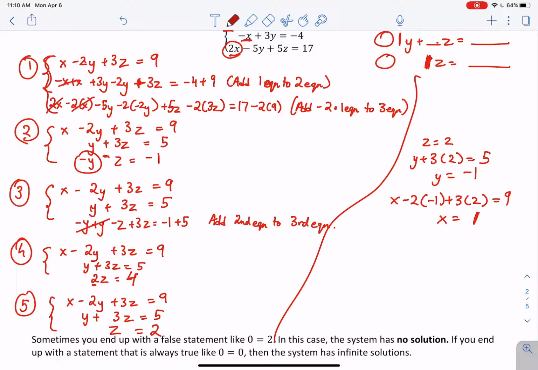So sometimes when you do this, you'll get things like 0 equals 2. If you get something like that, then it's a no solution case. And sometimes you might get something like 0 equals 0, or 5 equals 5, or something that's always true. In that case, then there are infinite solutions.